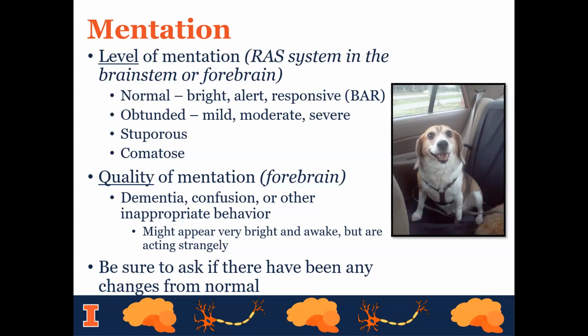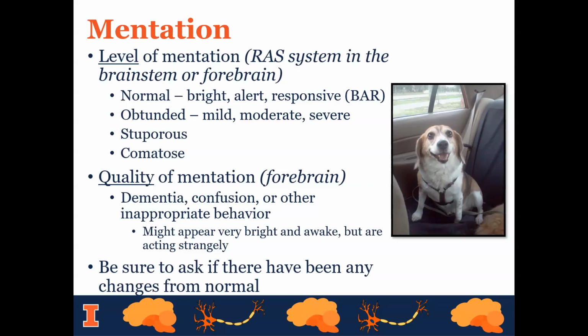Obtunded is the one that has kind of the ill-defined definition. So this is the one that covers everything in between normal and stupor, and that is a big range. So I tend to break this down for myself into three separate categories.